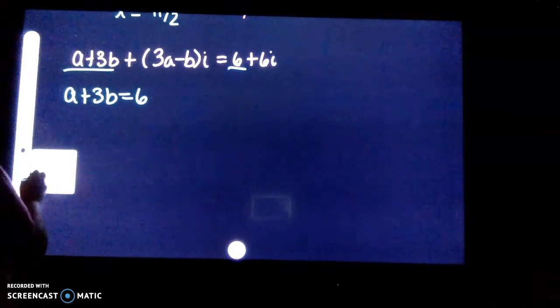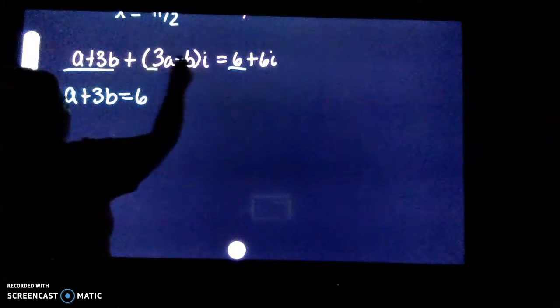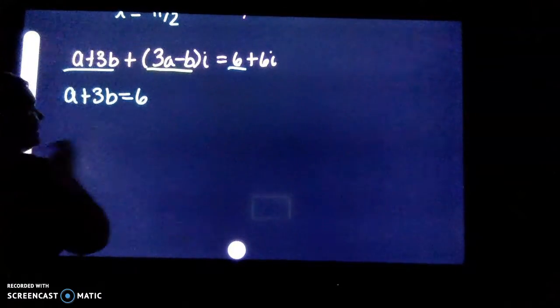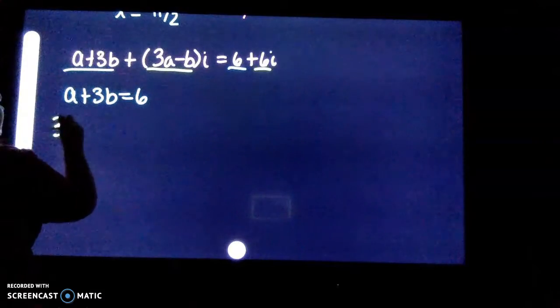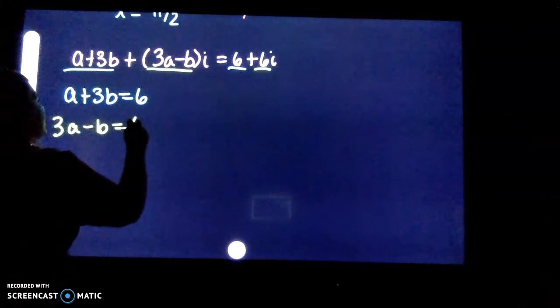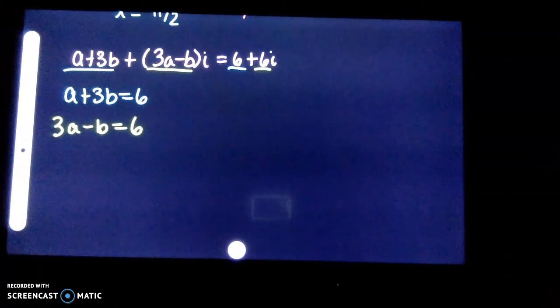Same thing with my imaginary. Good news for us, it's already grouped together. So I have 3a minus b from the left is equal to the 6 from the right. So this one is a little bit different because I don't just get one variable in each of these equations. I actually have 2. So this is a system of equations with 2 variables, which here are a and b. And I'm going to have to use some of that information I've done before and some of those skills to solve for a and b.